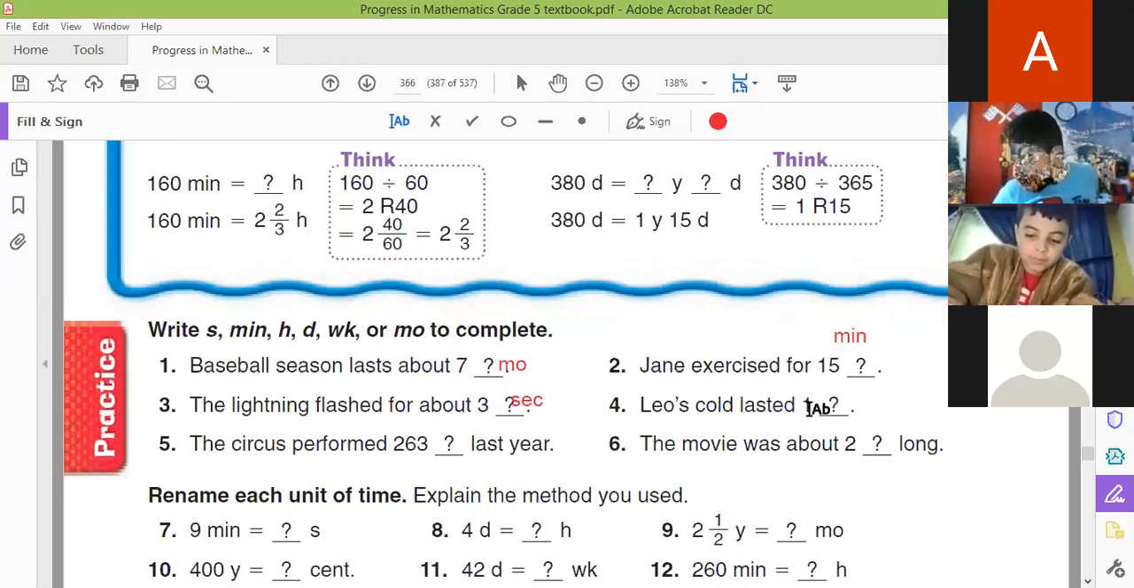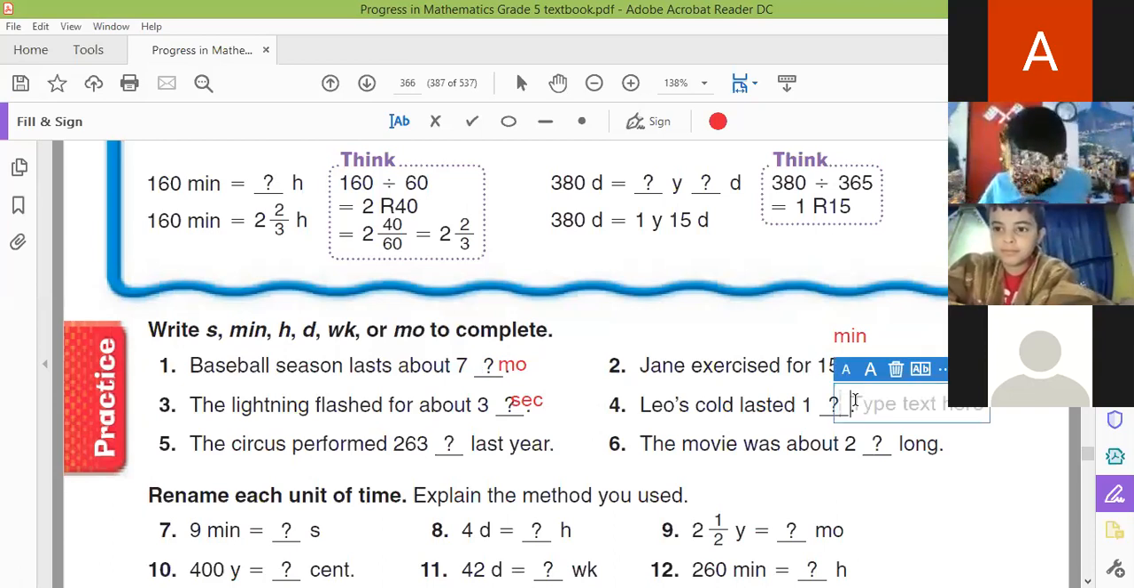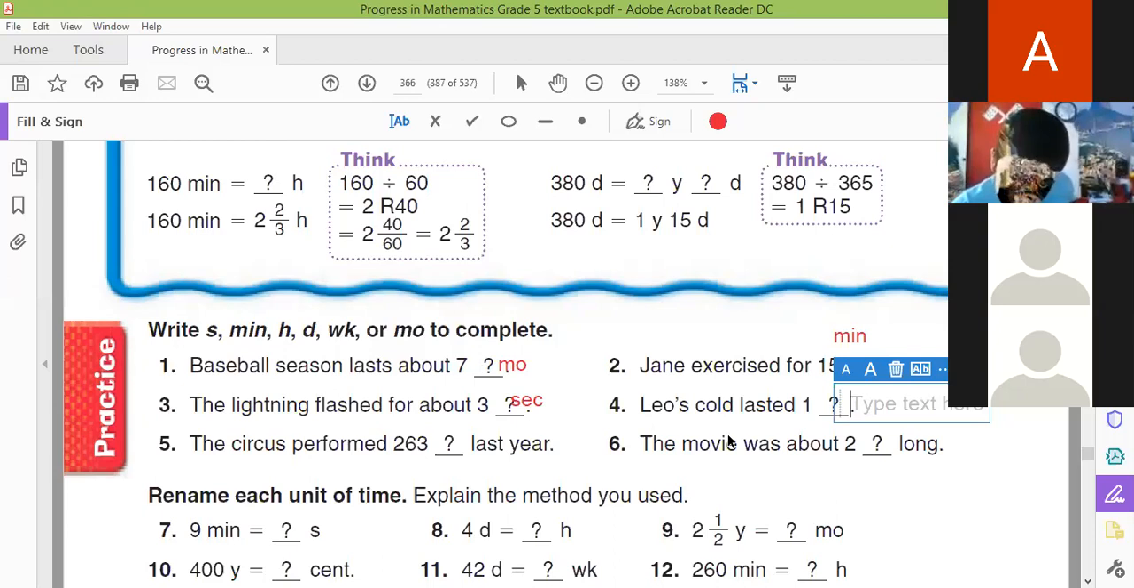Okay, Muhammad, tell me. Leo's cold lasted for one what? 1 hour or 1 week? 1 week, not 1 hour. If a cold means like if you have flu or fever, something like that.